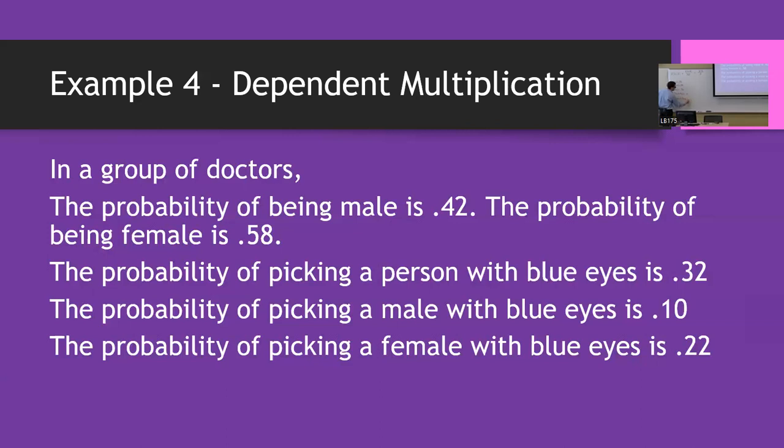is 0.22. Notice that the male with blue eyes and the female with blue eyes, those two probabilities add up to the total of blue eyes in the group. So 0.10 plus 0.22 is 0.32. Right? These two have to add up to those because those are the only options.